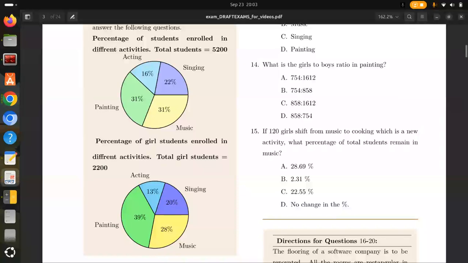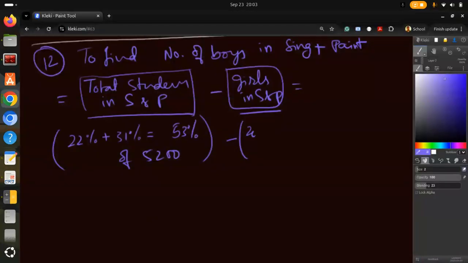Minus, singing is 20%, painting is 39%. So 20% plus 39%, which is equal to how much? 59% of 2200, because that is the total number of girls given in the question.